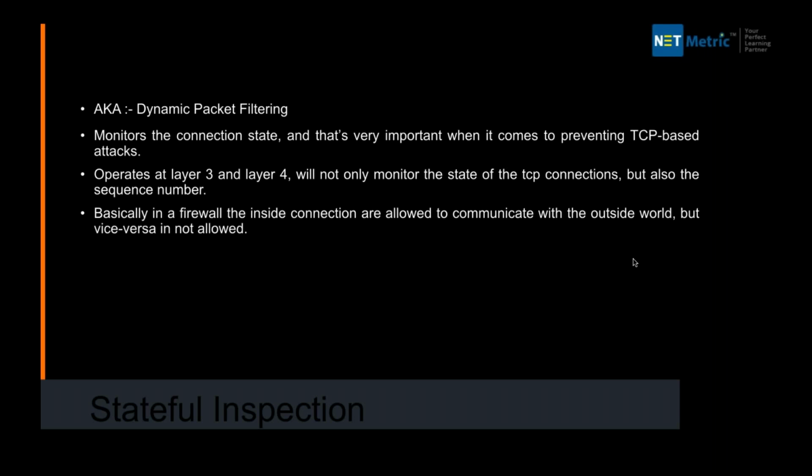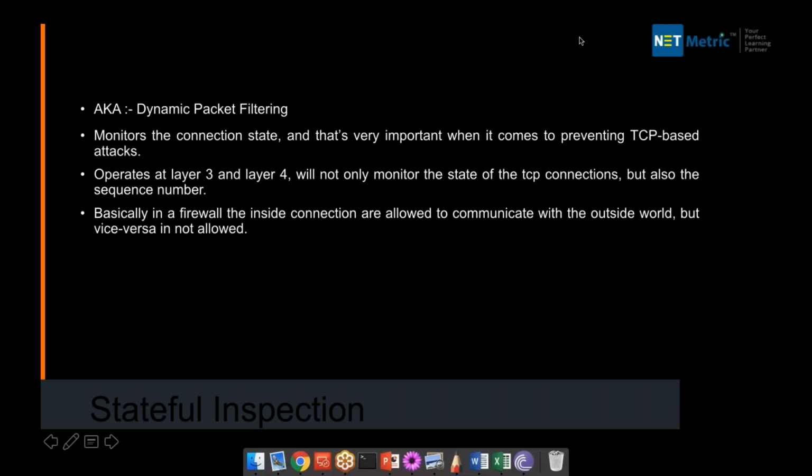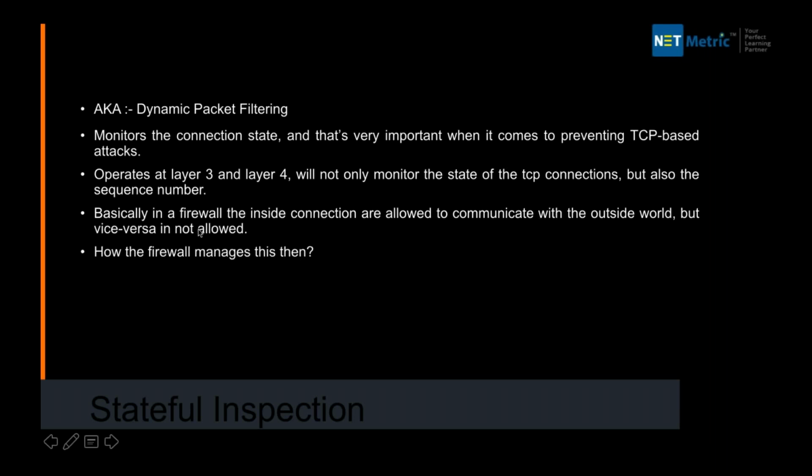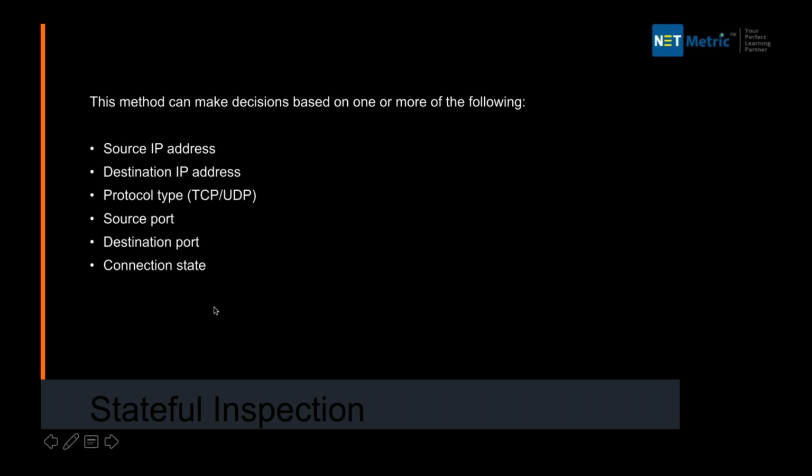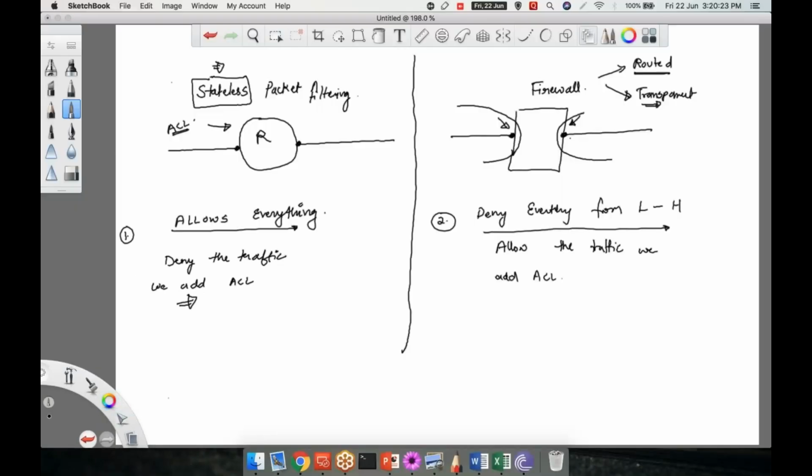Basically, in a firewall, the inside connections are allowed to communicate with the outside world, but the vice versa is not allowed. That's where stateful inspection comes in very handy. So how does the firewall manage this? This is what is called stateful inspection. This method can make decisions based on one or more of the following: source IP, destination IP, protocol type, source port, destination port, and the connection table. Let's understand this also.